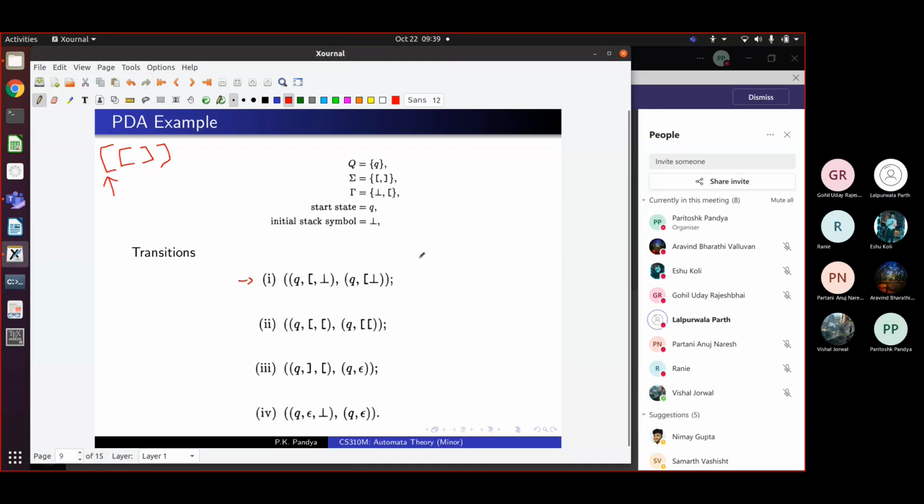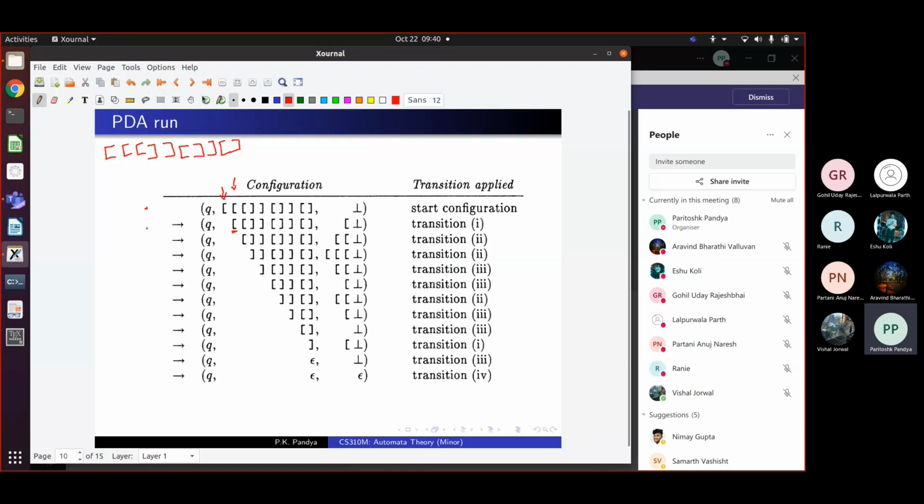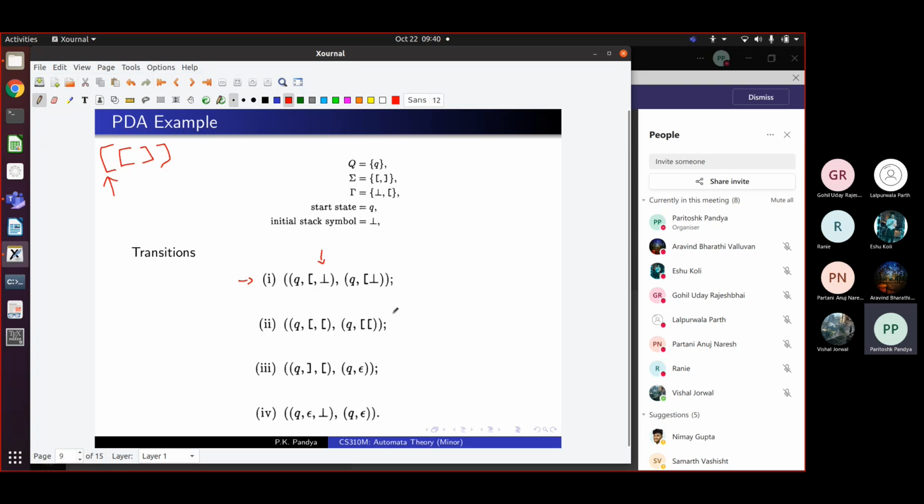First one? No, the first one applies only when at the top of the stack is a bottom. My current stack contains a left bracket at the top and then the bottom below it. So which rule will apply? The second one. Why? Because the letter to be processed in the input word is also a left bracket, and on the top of the stack is also a left bracket. Right? So this rule applies. And so what should I do?